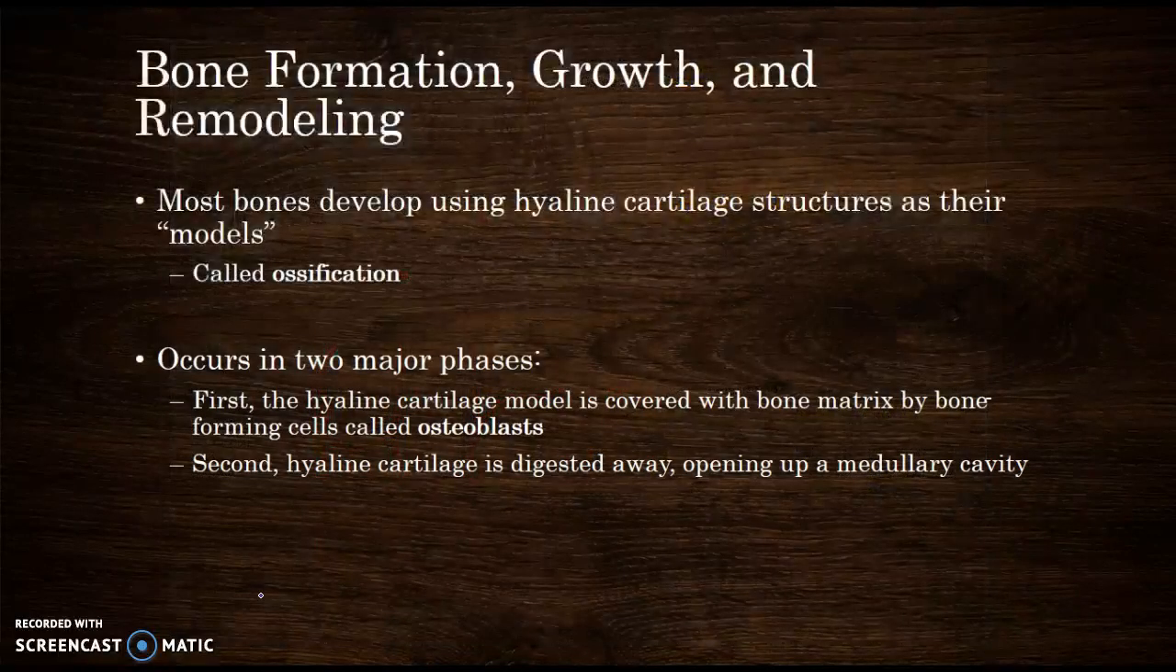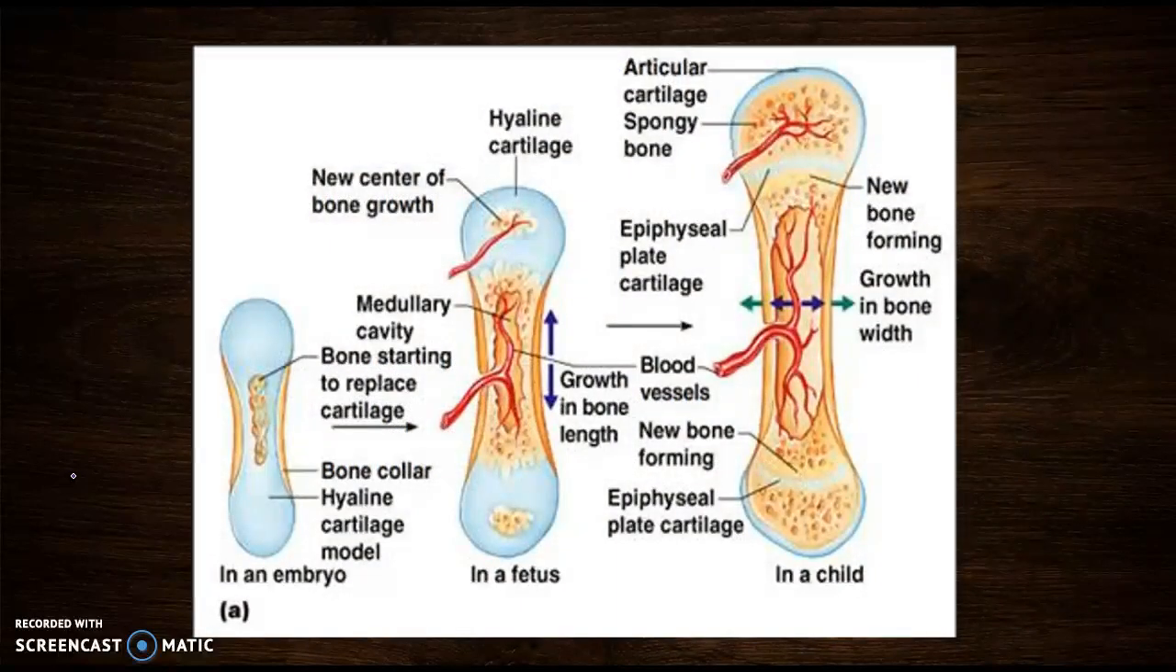All right, so now we get to talk about formation, growth, and remodeling. So when you are in the womb and you are developing, you don't have bones yet. You actually have hyaline cartilage that bone is going to be laid on top of, and this is called ossification. So first you have these cells called osteoblasts, which are bone-making cells. They're going to come and lay down bone matrix over the hyaline cartilage. Then the hyaline cartilage starts to get digested away, opening up a cavity for your marrow, and that's how your bones are really created.